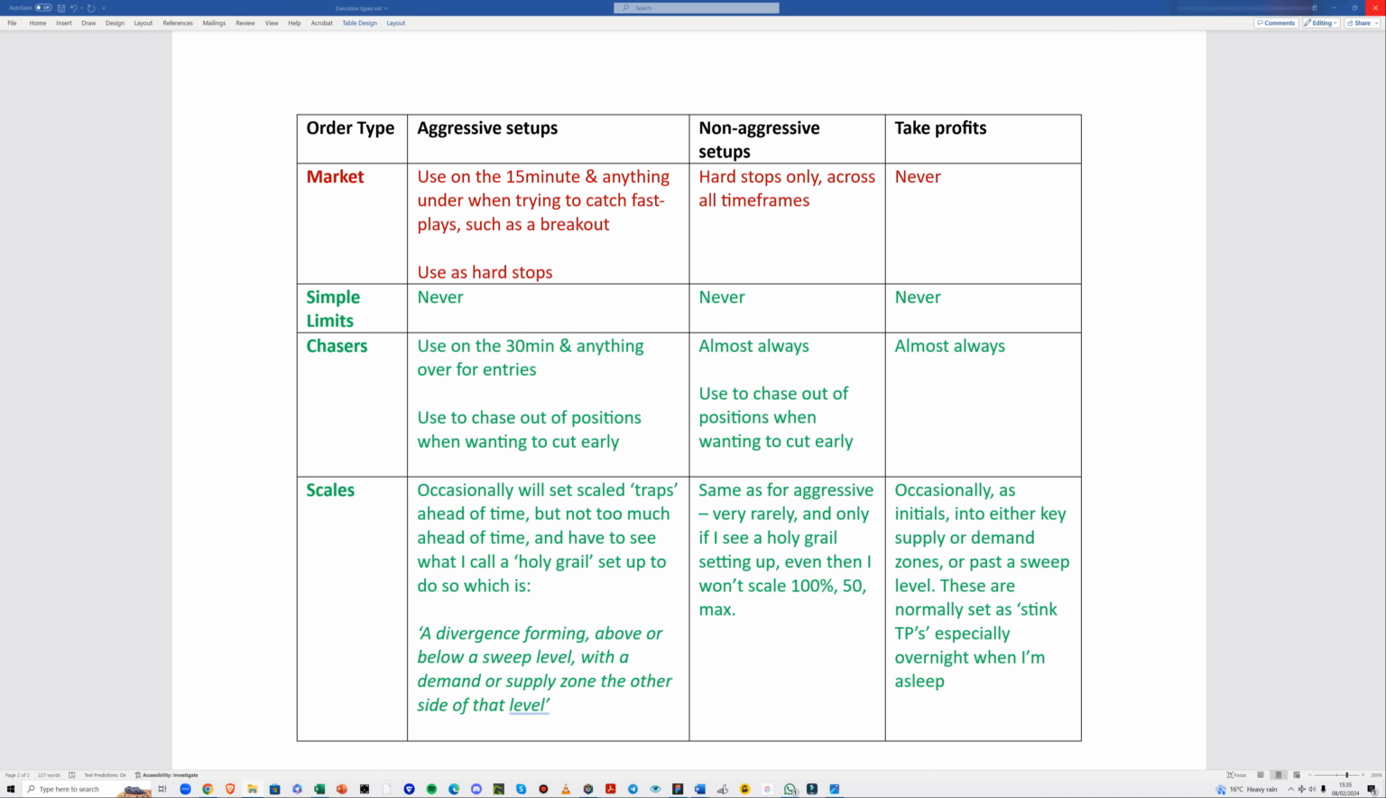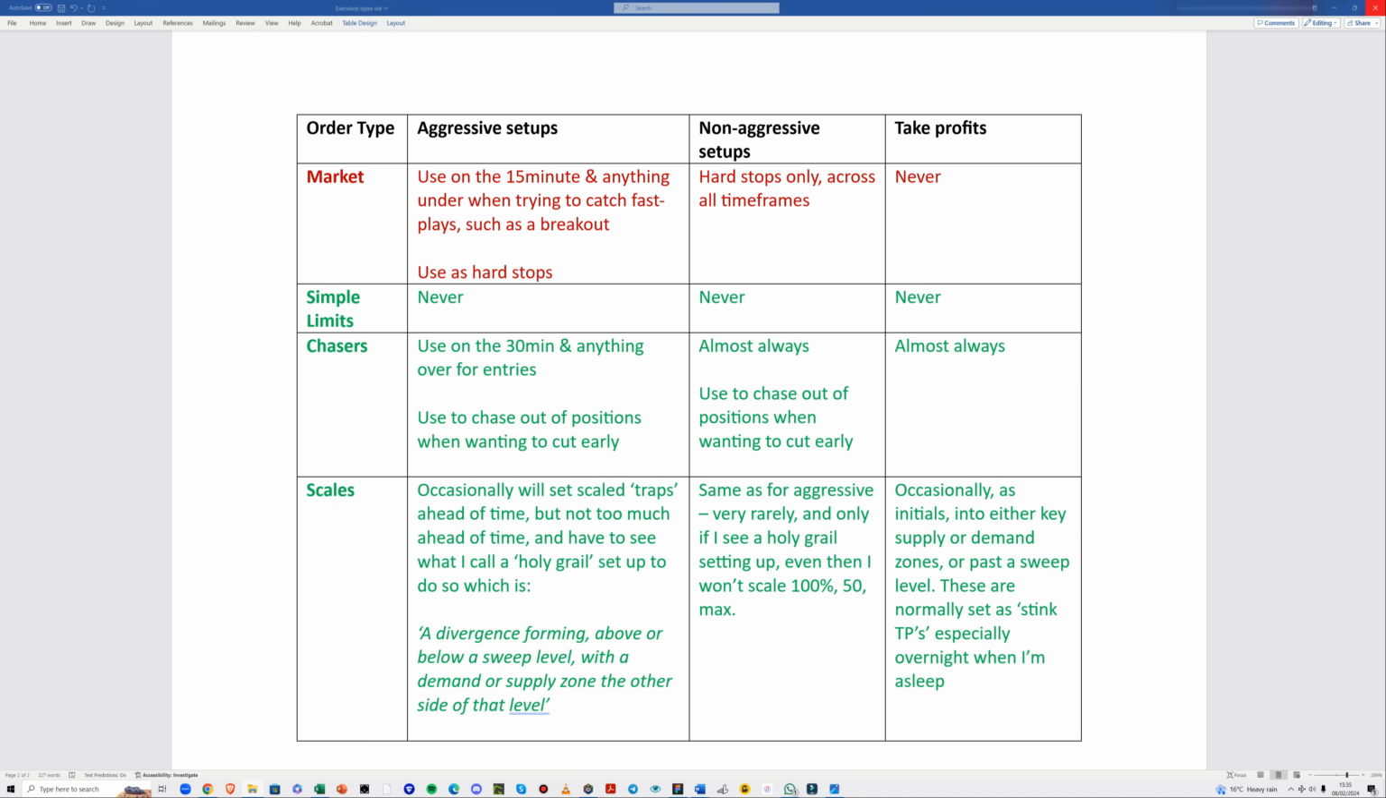And just another note you can see here, okay, it says that I use to chase out of positions when wanting to cut early. As you can see up here, I do use hard stops, okay? So when I'm in a trade, as soon as I enter the trade, I place that hard stop. The trade's always been premeditated in terms of risk reward. So I know exactly where I want my hard stop placement to be.